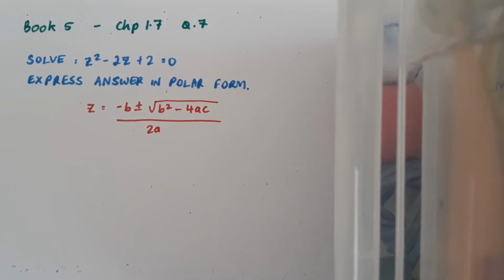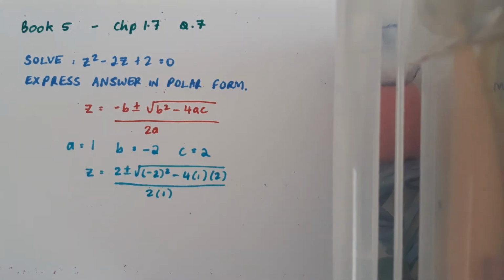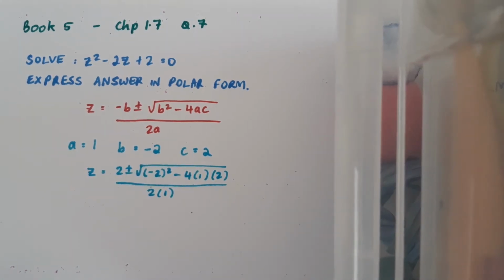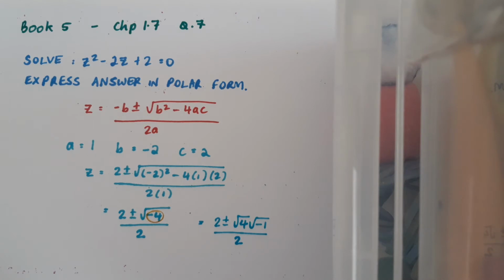So first of all, I'll identify a, b and c, and then I'll fill them into the formula. And then I'll just simplify this a little bit. And at this stage, I've got a root of a negative number, so I'll have to resolve that using imaginary numbers. So I split my root of minus 4 up into the root of 4 and the root of minus 1. And of course, don't forget that one of my key pieces of information in complex numbers is that the root of minus 1 is i.